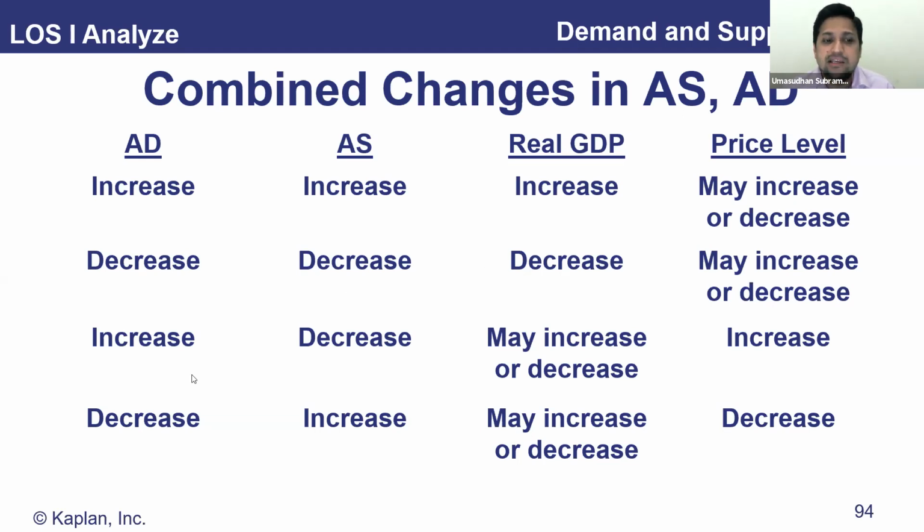Look at this, your AD is decreasing, AS is increasing, your GDP can go up or come down, but your prices will fall. Why are the prices falling here? Because demand is decreasing and supply is more, so there is downward pressure on the prices, but you don't know what will happen to real GDP. It's a great slide to test your understanding.